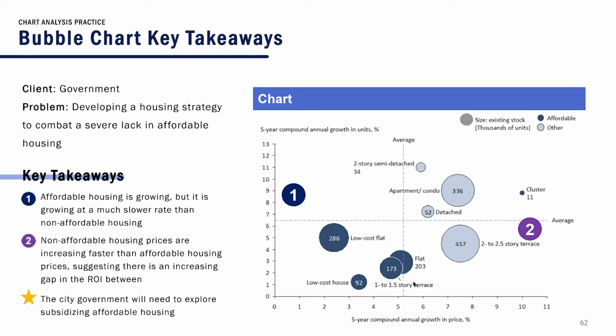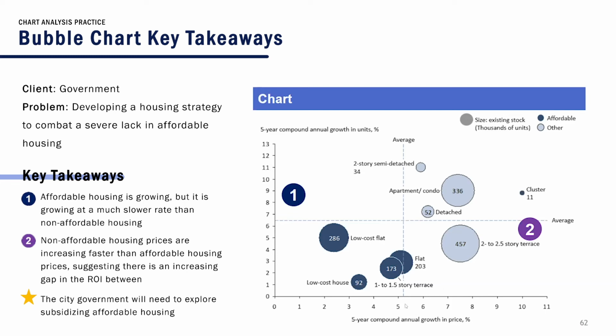Jadi yang pertama itu adalah, you see that all the affordable one itu di kuadran ini, yang satu, sedangkan yang others itu di atas. Jadi which means that the affordable housing is growing slower in terms of units, dan juga in terms of price is also not doing very well in terms of growth. Jadi in terms of units it's bad. Karena sebagai city government, you want to make sure that you have a lot of affordable housing.